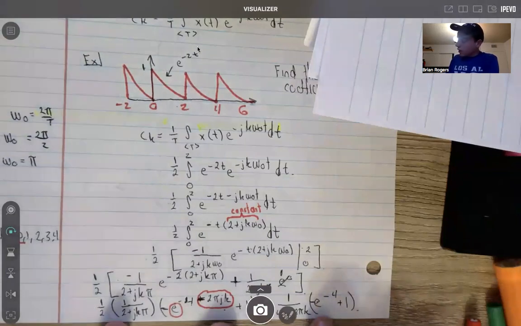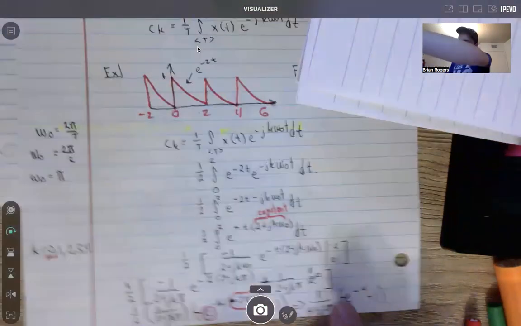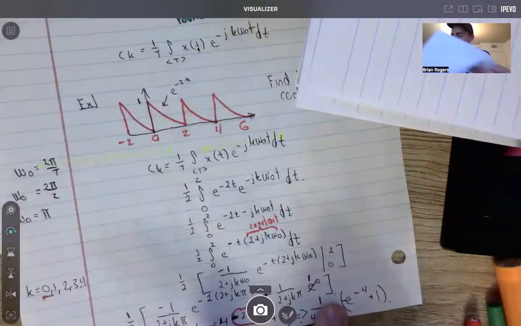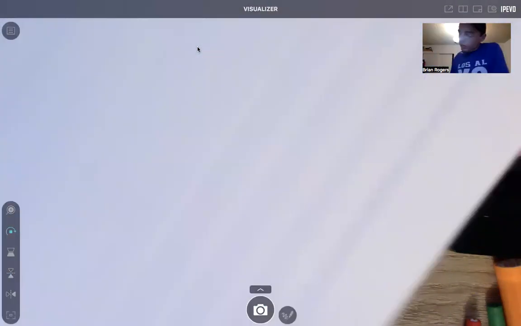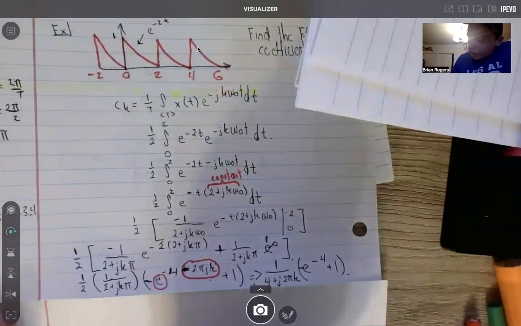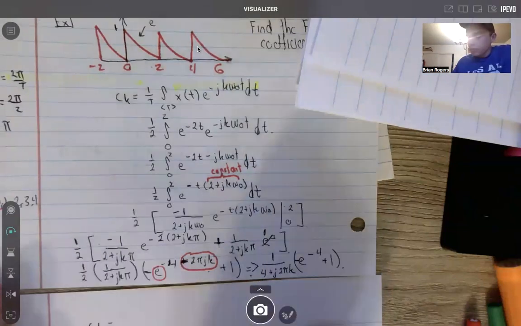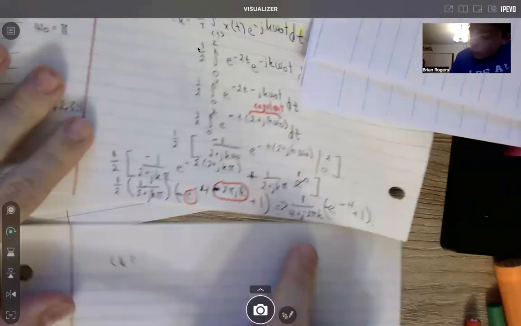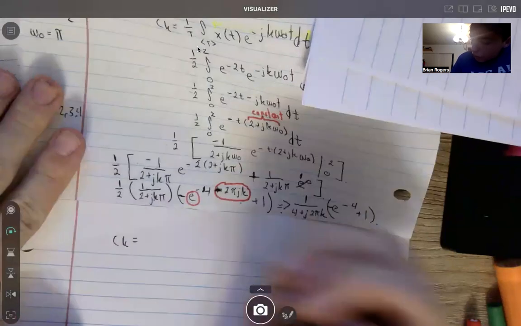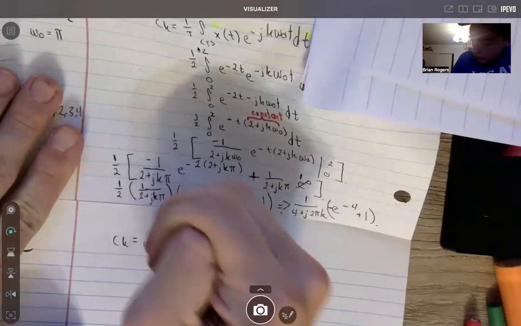And so this one, if you were to find the magnitude and phase, which you might be asked to do, what would you do? You have to find the magnitude and phase. I would say that this is our c_k, remember? So let me just rewrite it. Our c_k is equal to 1 over 4 plus j 2 pi k.